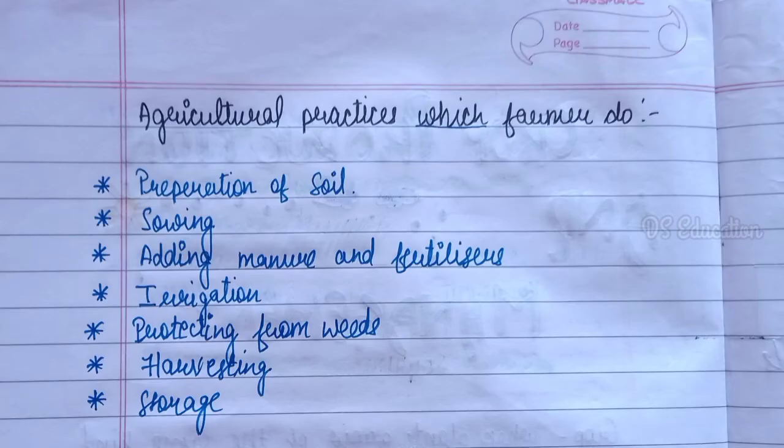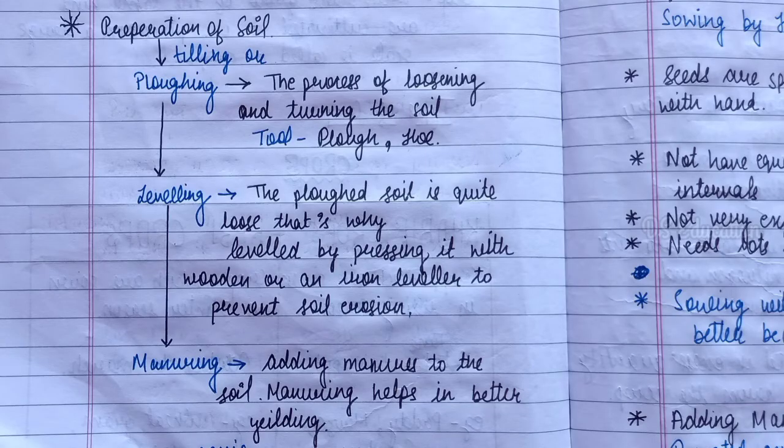Now there are 7 agricultural practices which farmers practice. First, preparation of soil. Second, sowing. Third, adding manure and fertilizers. Fourth, irrigation. Fifth, protecting from weeds. Sixth, harvesting. And the last, not the least, storage. Now let's see one by one the steps in detail.